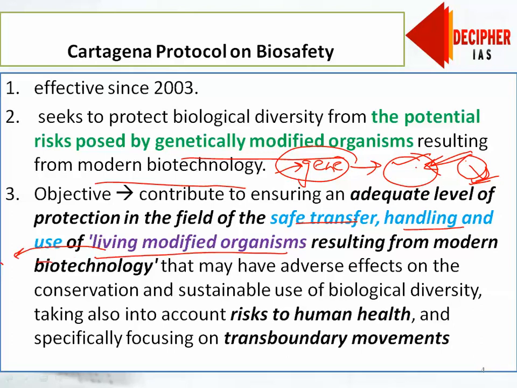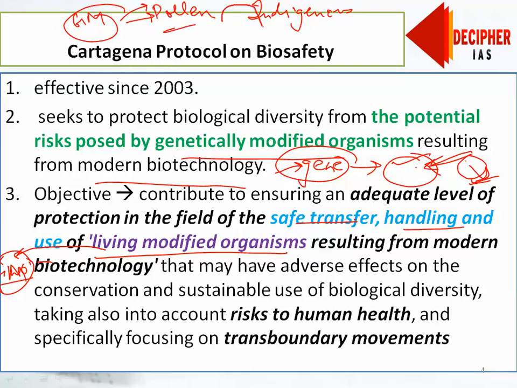This is the same as GMO, but in this conference we have used living modified organism, which results from modern biotechnology. Modified obviously means genetically modified only. So these organisms which are genetically modified can have adverse effects on the conservation and sustainable use of biological diversity. For example, in USA we have corn, GM corn, genetically modified corn. In India we have indigenous corn, that is indigenous variety. GM corn, if its pollen, that is male part, falls on the stigma of the female part of indigenous variety, then it results in a genetic modification and hence loss of the indigenous variety.